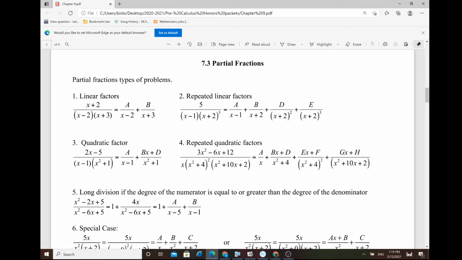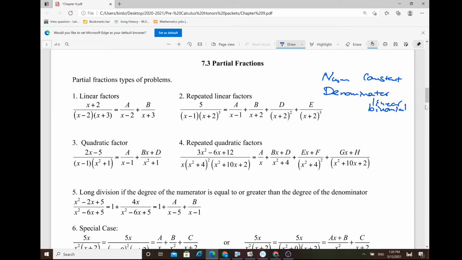You might be wondering why I'm not using C here. Well, C always represents the constant, so we don't want to confuse that, so just use any other letter. If it's a linear factor, it's always considered a binomial, and the numerator is always one term less compared to the denominator. So this one is just a constant, which means the denominator is a linear binomial.